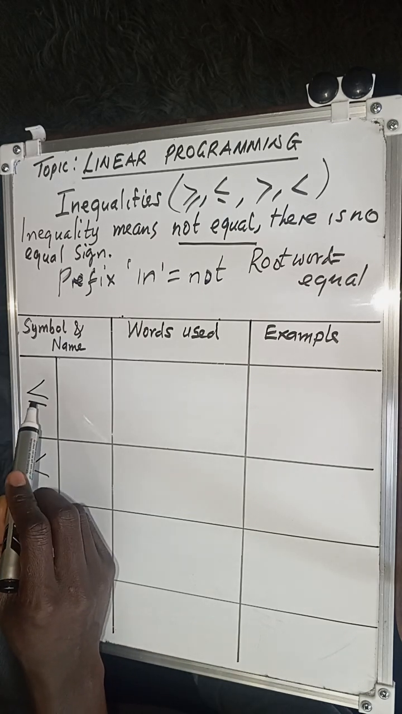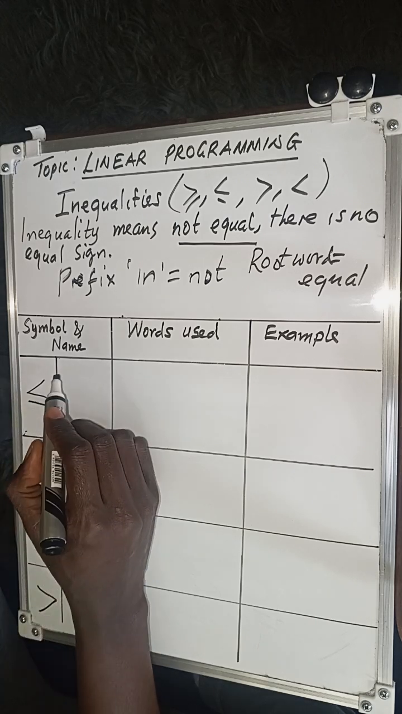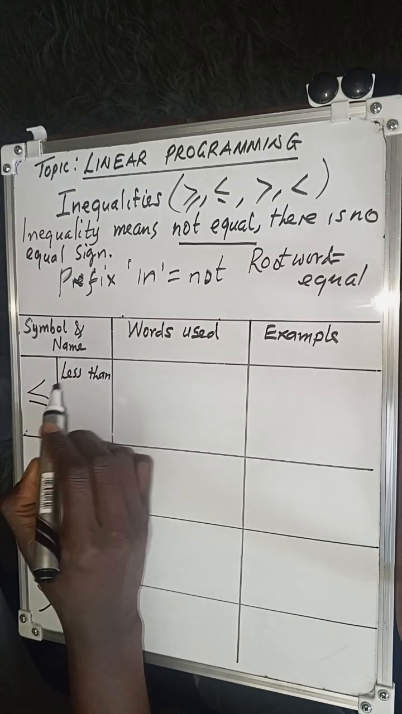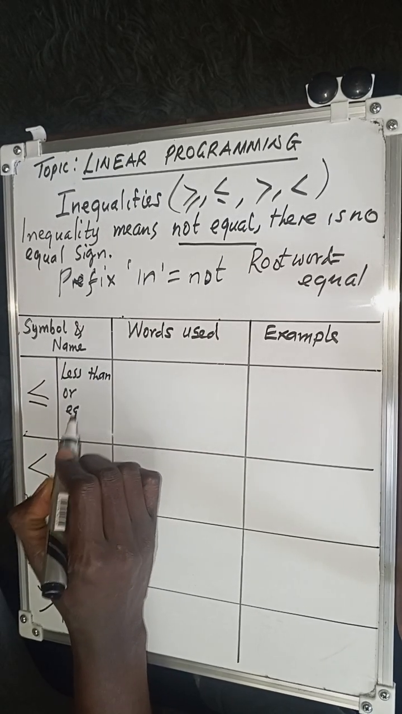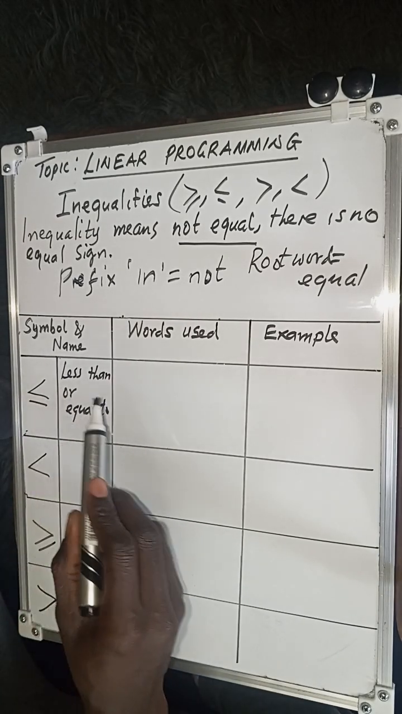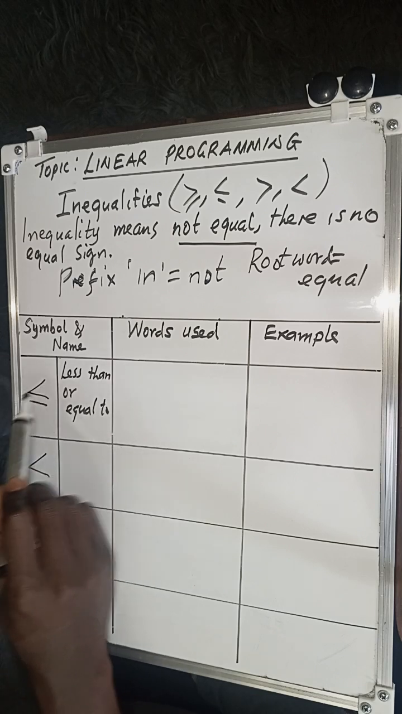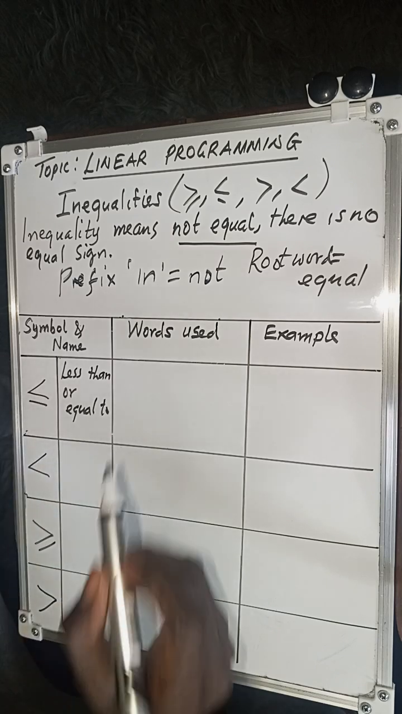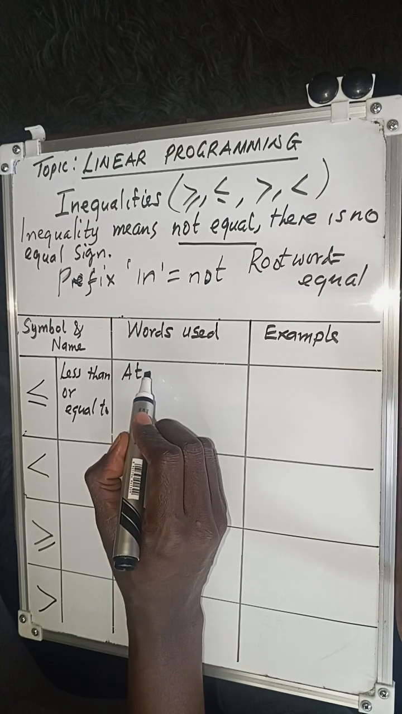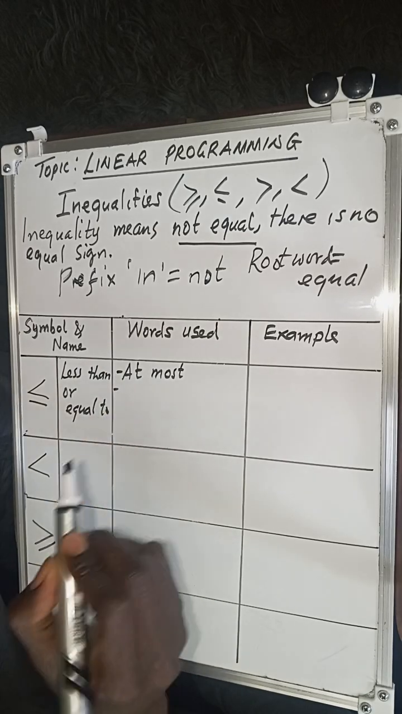Remember, this inequality symbol here simply means less than or equal to. So that's what it means. Now, what words are going to be used when they want you to use less than or equal to? Well, you are going to find words like at most. So we'll be using words like at most. Those are words that we use.